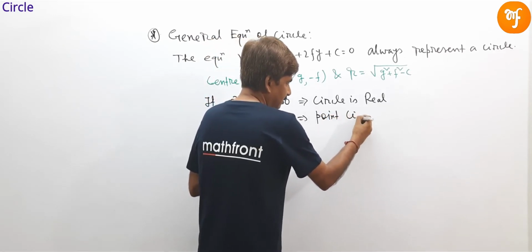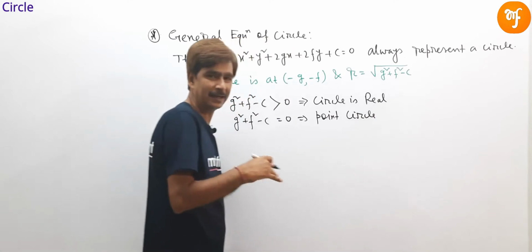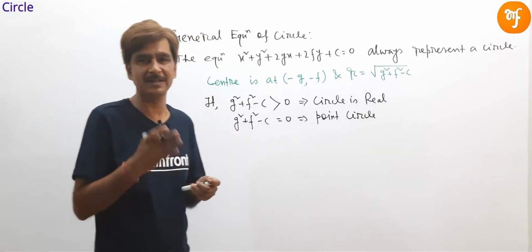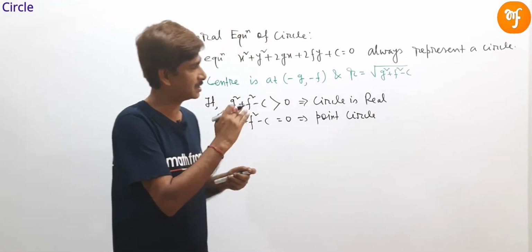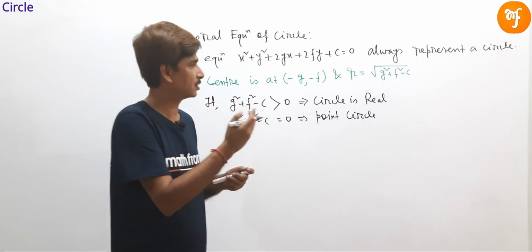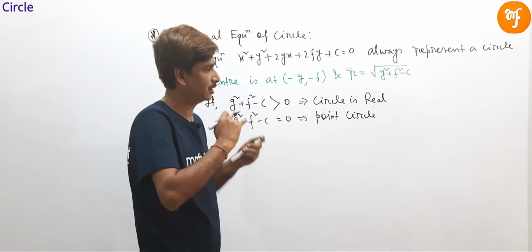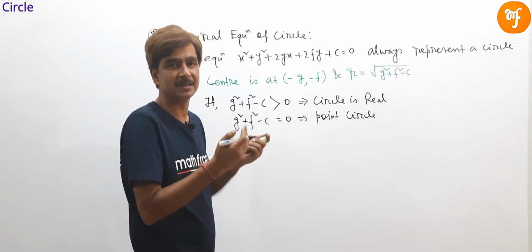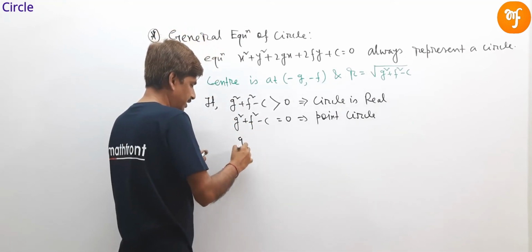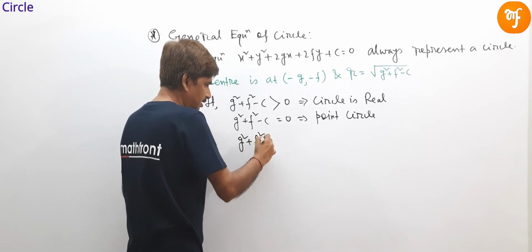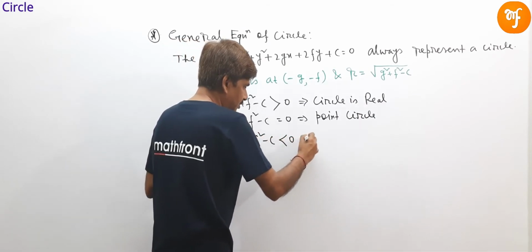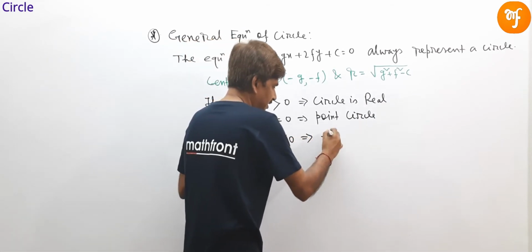Point circle. Okay. And if g square plus f square minus c is less than 0, then the radius becomes what? Imaginary, because the negative sign will come under the square root. Is it? So in that case, the circle is known as an imaginary circle. So when g square plus f square minus c is less than 0, then it is an imaginary circle.